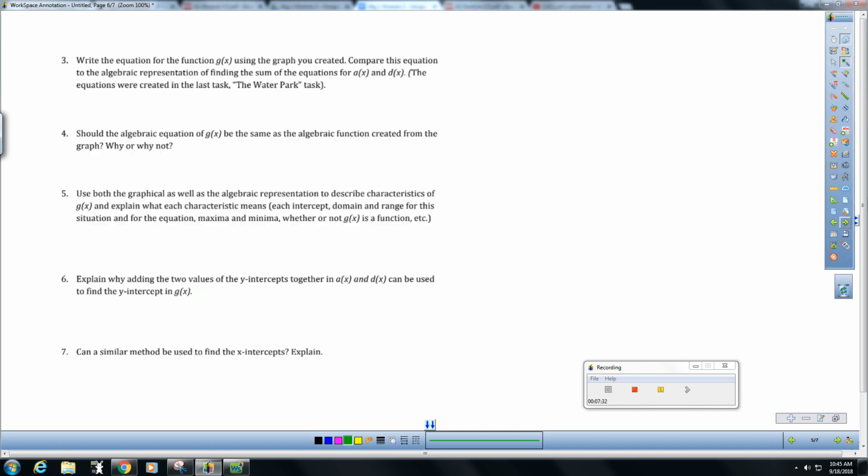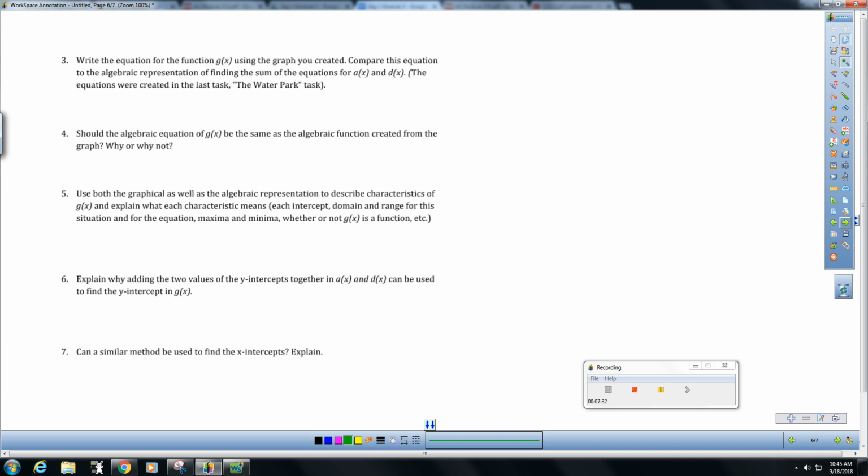Now let's go back to our targeted questions. Write the equation for g of x, and using your graph, compare this equation to the algebraic representation, finding the sums. I feel like we did that. I'm going to skip over that one. Should the algebraic equation of g of x be the same as the algebraic function created from the graph? I would say yes.